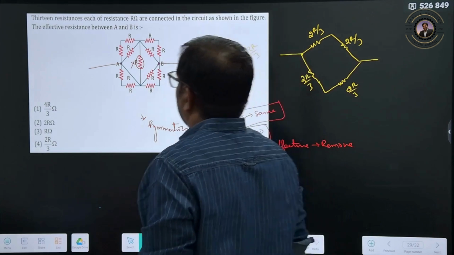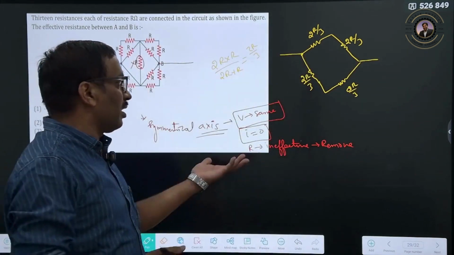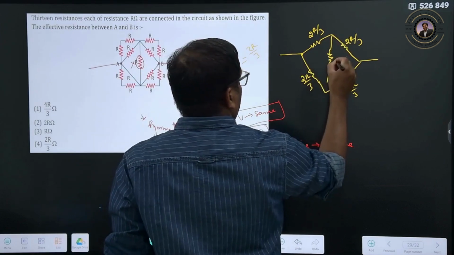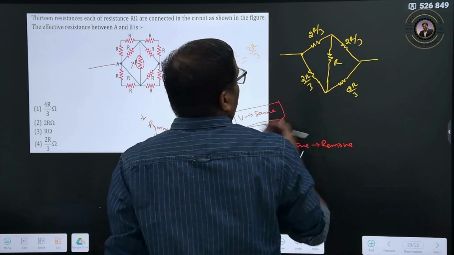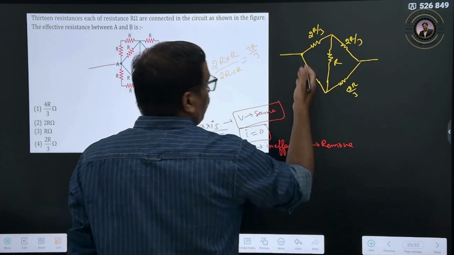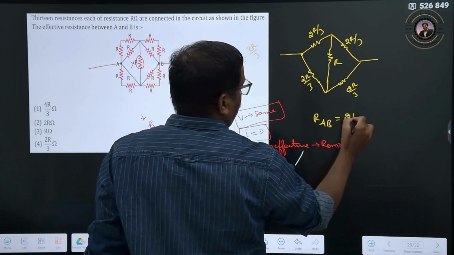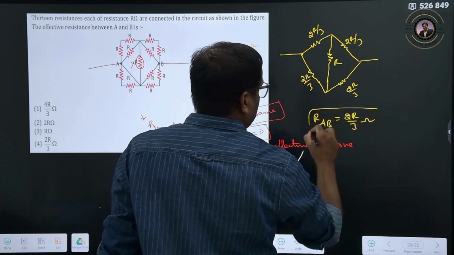Clear? So this is again forming a Wheatstone bridge like this. This is nothing but R. This is forming a Wheatstone bridge, and I told you all are the same. So RAB will become 2R by 3 ohms. This is your answer.